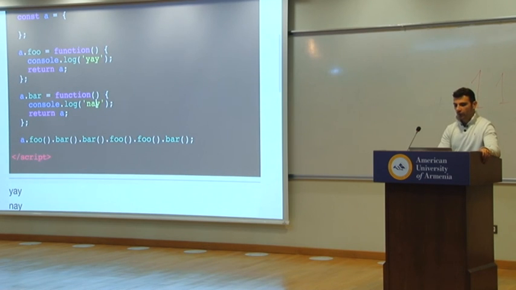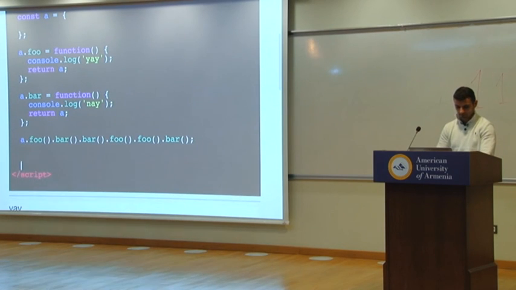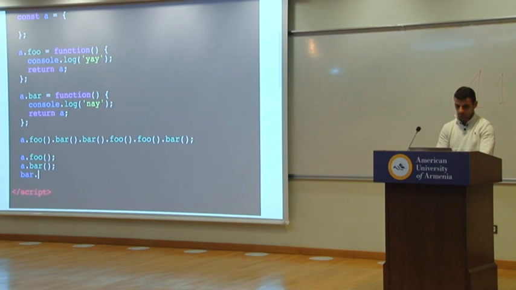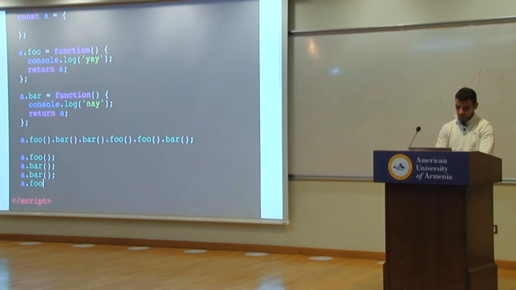Every function call returns a, right? That means this will return a, so I do a.bar. That returns a, so I do a.bar. That returns a, so I do a.foo. That returns a, so I do a.foo. That returns a, so I do a.bar. That is the same as me doing a.foo, a.bar, then a.bar. Then a.foo, then a.foo, then a.bar.